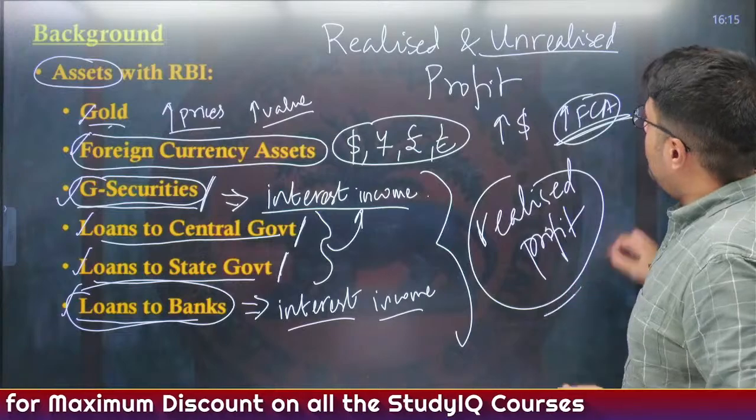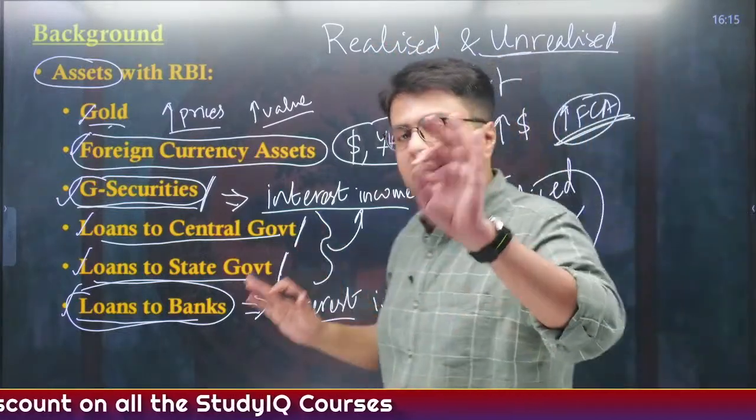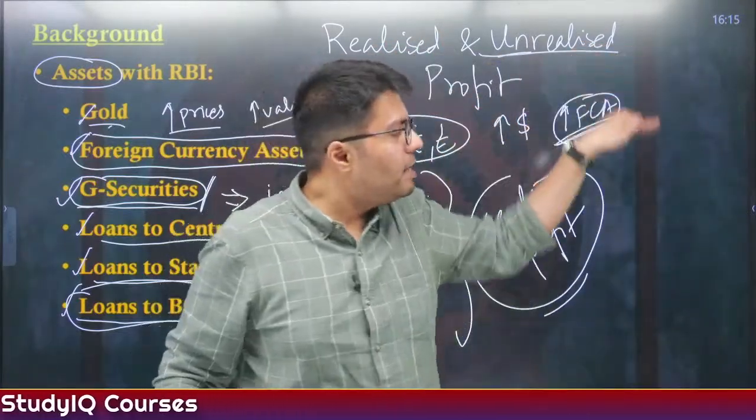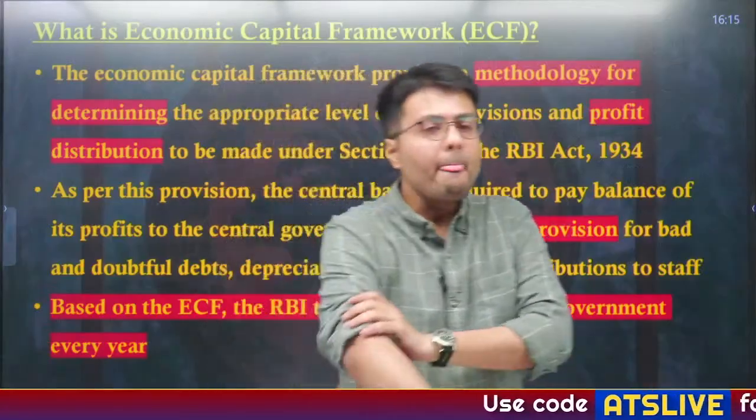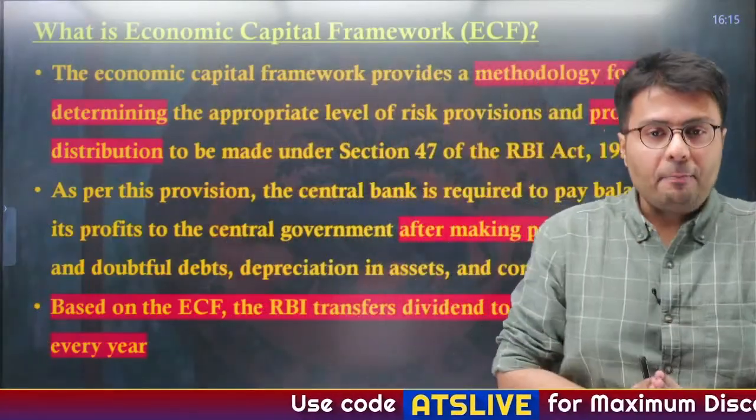Now I will tell you how realized and unrealized profits are distributed. Need not worry. I was explaining to you the difference between realized and unrealized profit. Now, what is the economic capital framework?